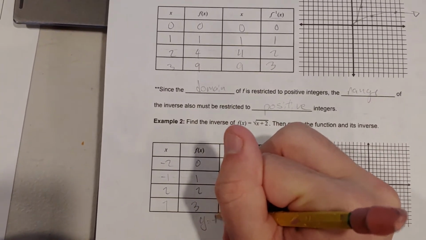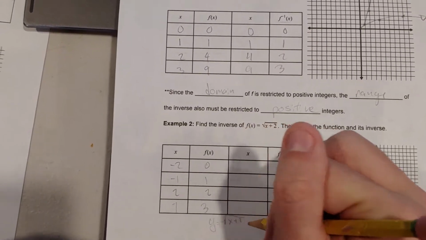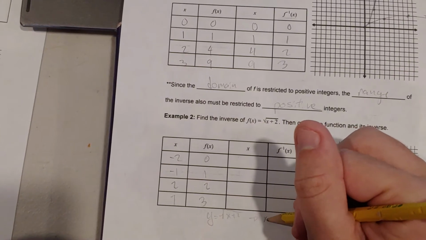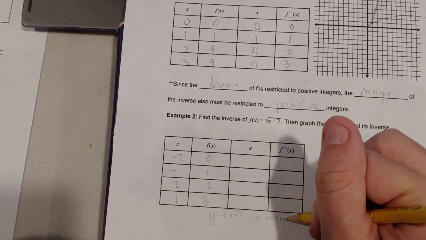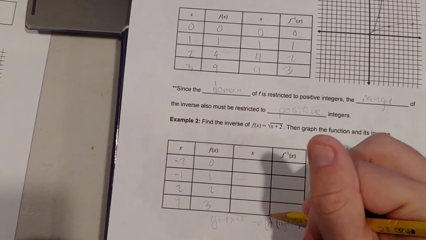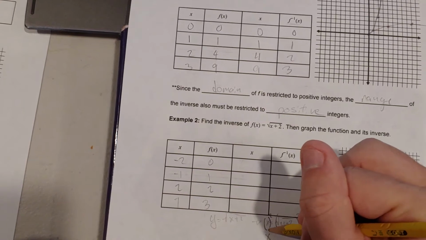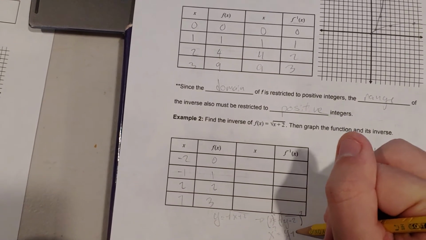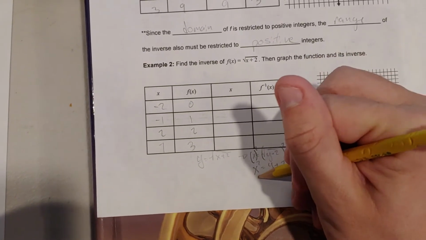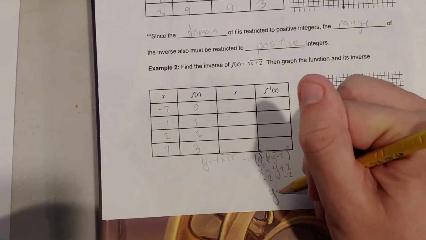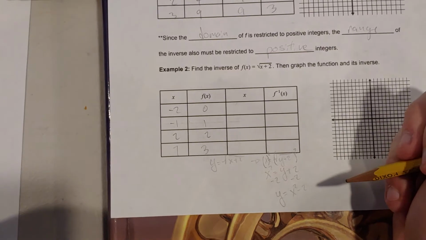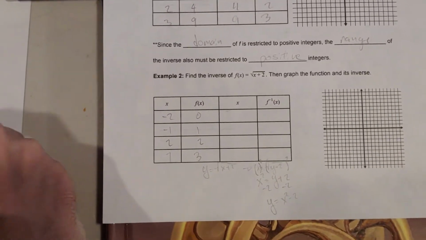So y equals the square root of x plus 2. Then I just switch everything, so x equals the square root of y plus 2. Now I'm going to square both sides. Remember, squares and square roots cancel out. So I have x squared equals y plus 2. Now I just need to subtract 2. So y equals x squared minus 2. That is our inverse.